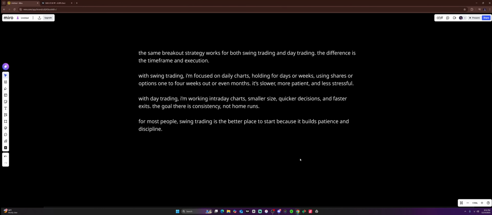With day trading, you want to work with intraday charts, smaller size usually because it's a little bit more volatile, and you have to have quicker decisions, right? You have to have faster exits. The goal is to be consistent, not to hit crazy home runs. With swing trading, you're looking for home runs, right? You're looking for big moves over the next week to 2 weeks. With day trading, you just want to stay consistent, take those base hits, get in, get out, walk away. Way too many people are emotional when they're day trading, and that's exactly why most day traders fail. Swing traders have more of a success rate than day traders, I can promise you that.